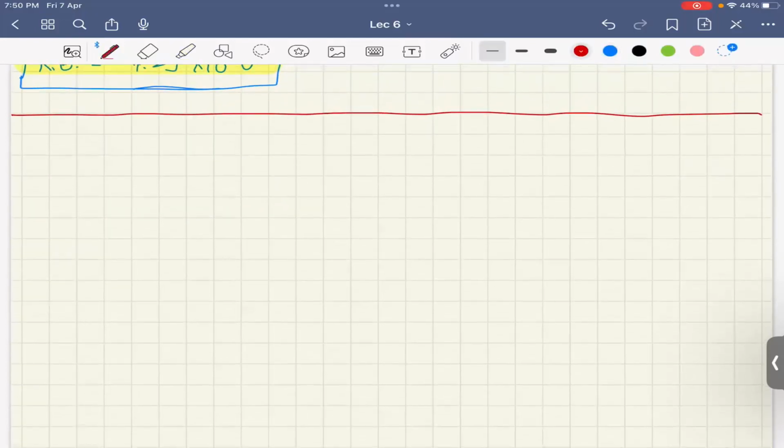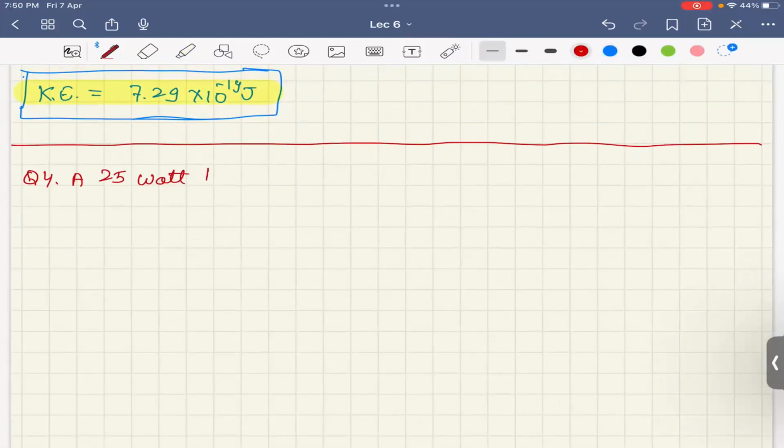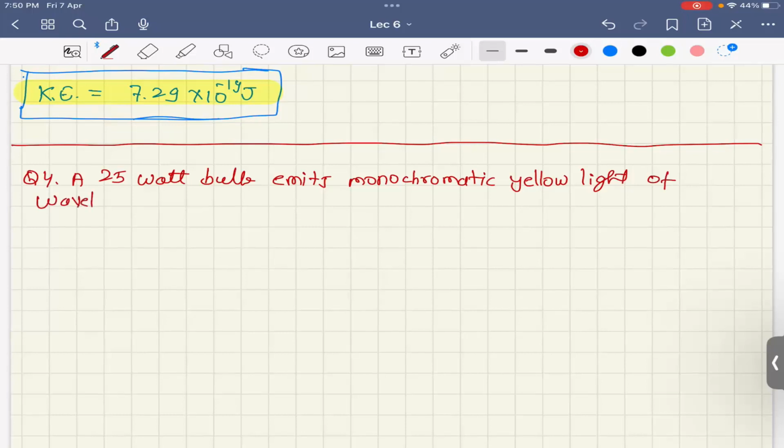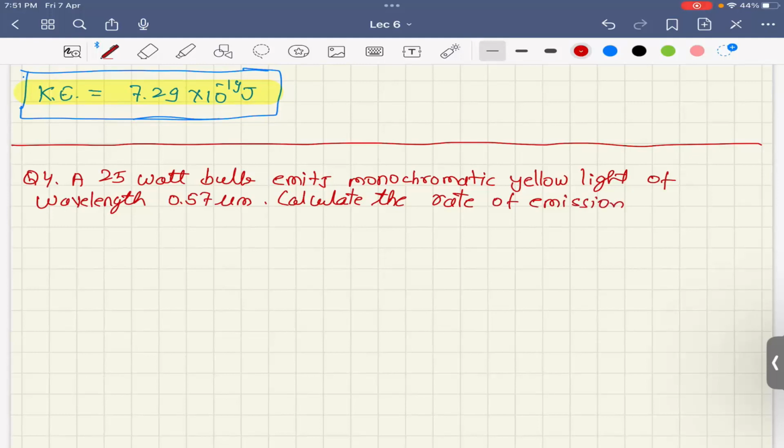So let us move on to the fourth question. A 25 watt bulb emits monochromatic yellow light of wavelength 0.47 micrometer. Calculate the rate of emission of quanta per second. Right. The solution.